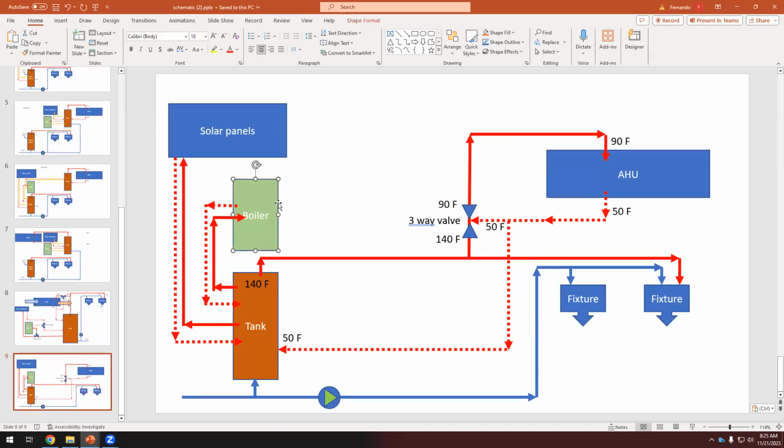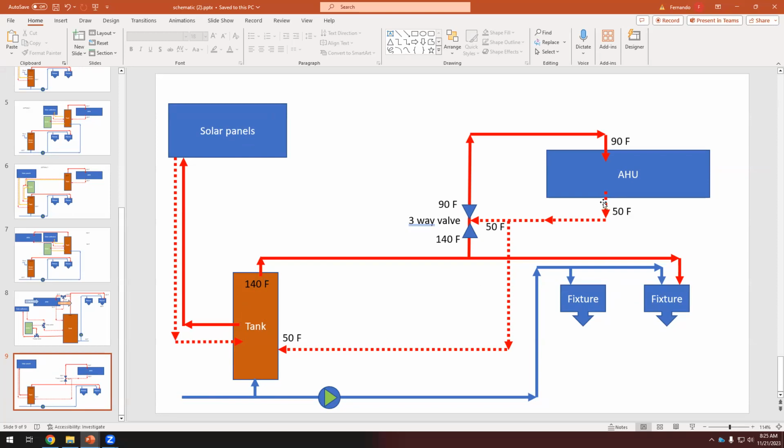Do we have a boiler? We don't have a boiler, so this is not here. We do have a domestic hot water tank connected to solar collectors. Okay, so that's the cold water supply. We feed the tank, we have solar panels, and we have these solar collectors. And from this, we go to the fixtures.